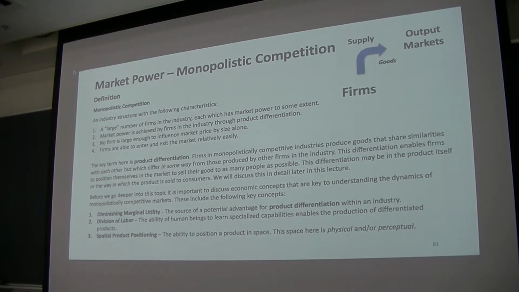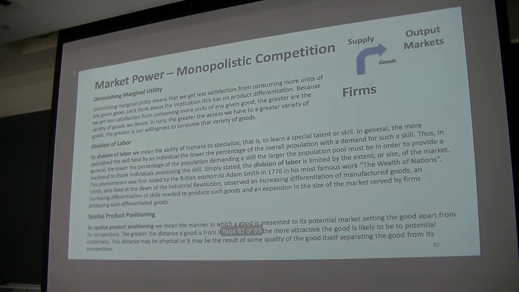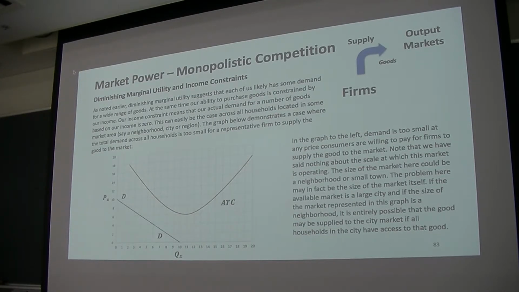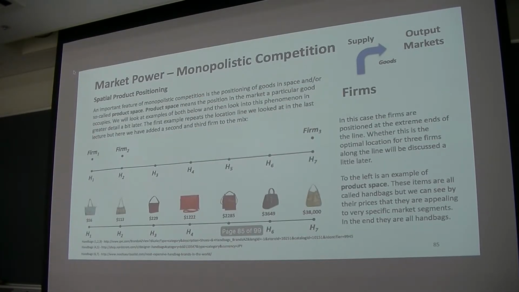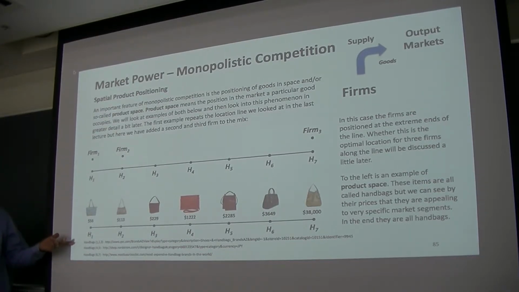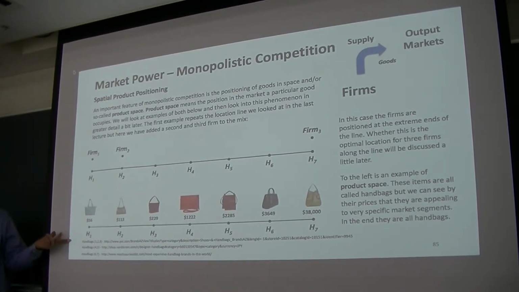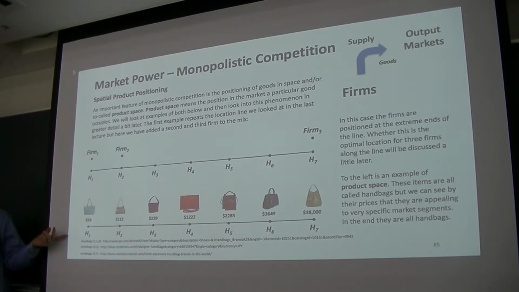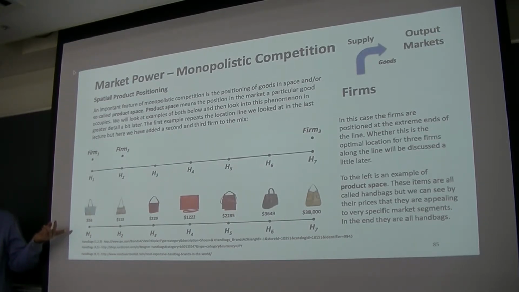And this is one that you can go right out and right down to the corner and see an example of. I go through this here, and you can see it. Let me go through here. That's spatial product positioning. Now I took this a couple of years ago, but I think it gives an example of handbags. Different handbags at different prices.